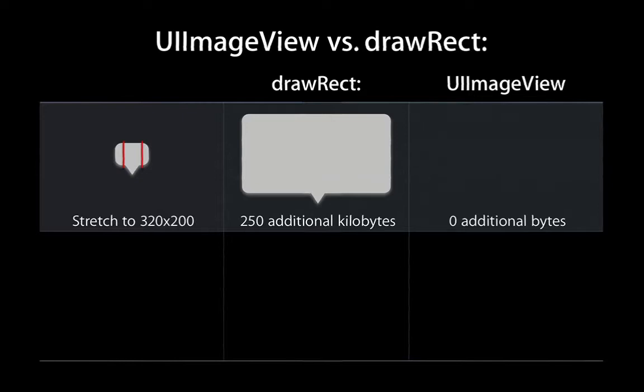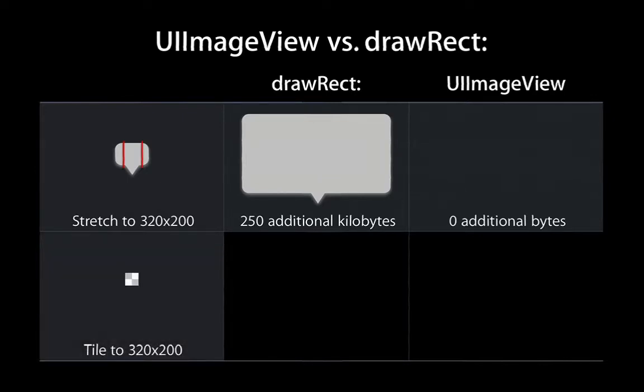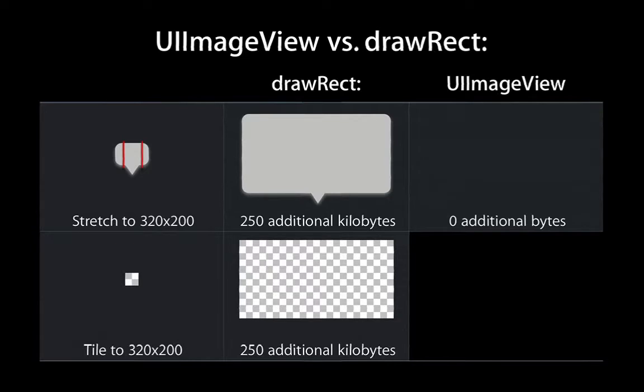And there's actually no good way to do an animation of this kind of stretched image using drawRect. So UIImageView is great for this kind of stuff. Another example that's actually new in iOS 5 is, let's say we had this small image, and it's got a couple of checkerboard images on there, and we wanted to tile that out to fill our entire 320 by 320 by 200 view. Now again, if we did that in drawRect, we could just stamp that image down multiple times, and that would fill our whole view, but we would have that same 250 additional kilobytes of dynamic memory on iPhone 3GS and 1 megabyte on iPhone 4.